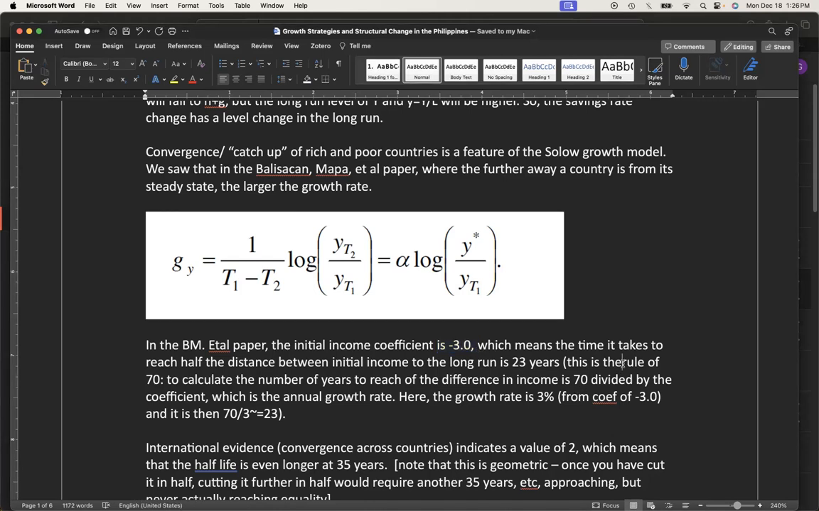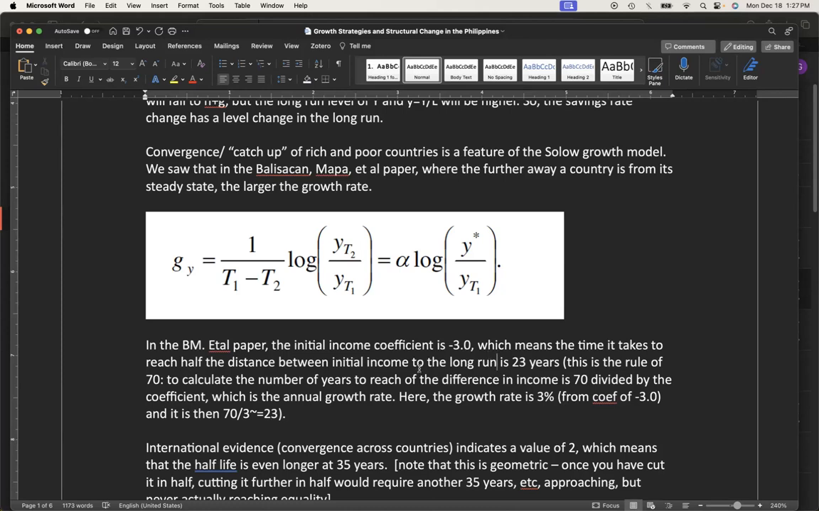Okay, so you might think that's fast, but actually, if you think about it in terms of the rule of 70, which will answer the question, how long will it take to reach half the distance between the initial income and the long run income? Here, if it's 3%, it's 23 years, based on the rule of 70, wherein 70 divided by 3, right? That's approximately equal to 23. Okay. So that's the rule of 70. We can derive that, but we don't necessarily have to derive it. But essentially, if one gives you the rate of convergence, you can easily get the half-life.